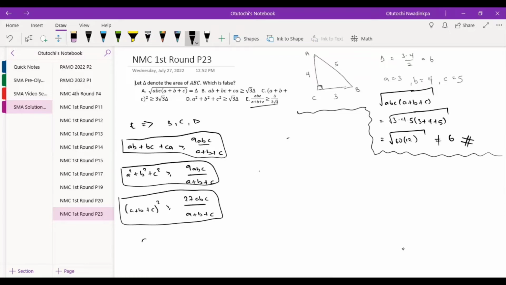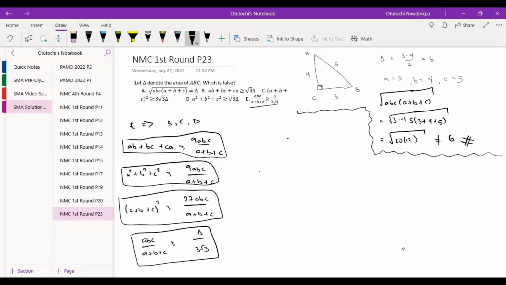And of course, option E, which is ABC over A plus B plus C, greater than or equal to delta over 3 root 3, is true as well. So if we can show these four, then we are done. Because the last option implies the other options if these first three are true. So if we can show all four of them are true, then we are done with showing that B, C, D, and E are actually true.